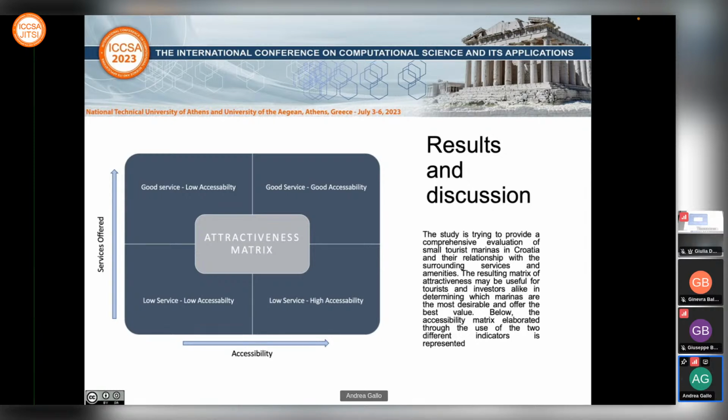We defined this matrix for these different marinas, where on one axis we have the different services provided by the marinas, and on the other axis we find the accessibility, defined as the Marinas Accessibility Index that I showed you just a moment before. Based on this index, we could see that there is either a lower level of service and lower accessibility, or a good service and good accessibility, and so on and so forth.